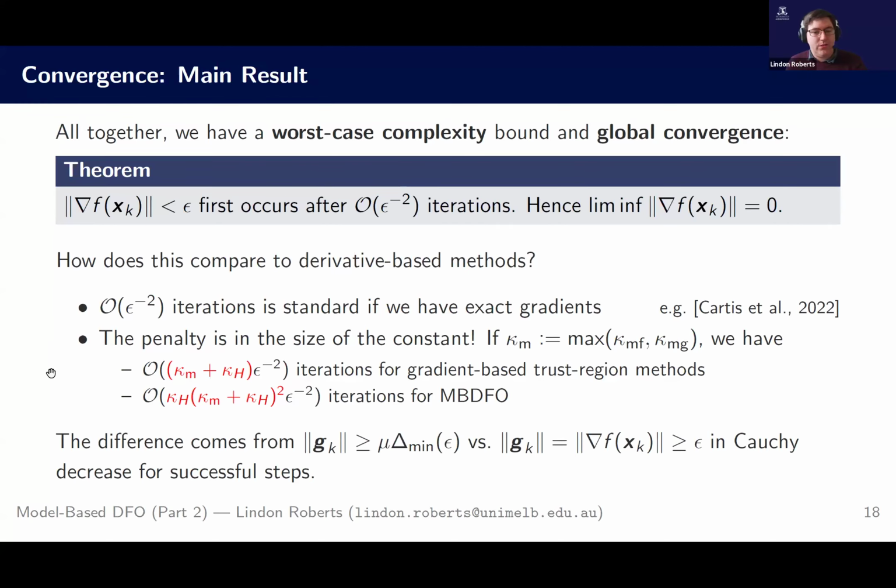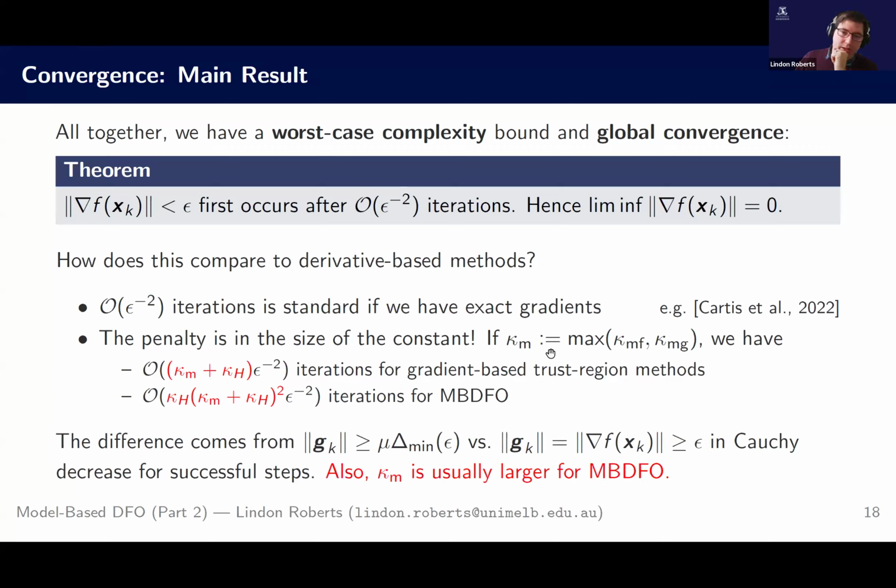The reason that constant is worse basically comes from the Cauchy decrease condition in successful steps. For successful steps, we bounded the Cauchy decrease using the fact that the norm of G is bigger than mu times delta min from the criticality step. In the derivative-based case, the norm of G is equal to the norm of the gradient, which is just bigger than epsilon. And epsilon is much bigger than mu times delta min by definition of how it was constructed. So the bound on the Cauchy decrease at least is larger for the gradient-based case versus the DFO case. So there is a penalty that comes in this constant when we move to the derivative-free case.